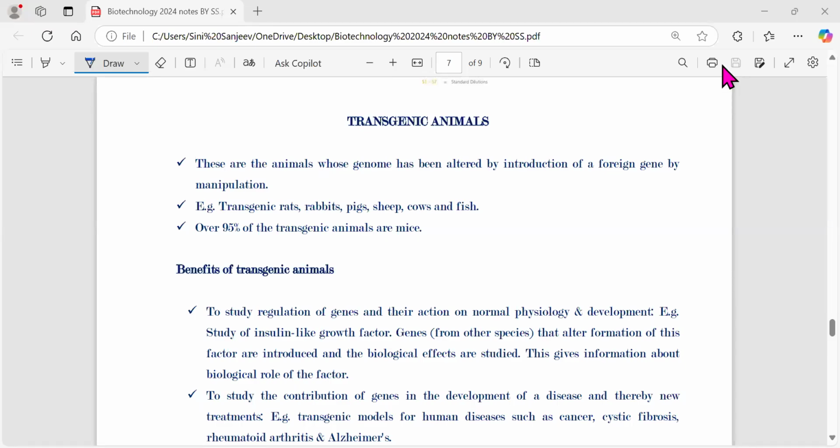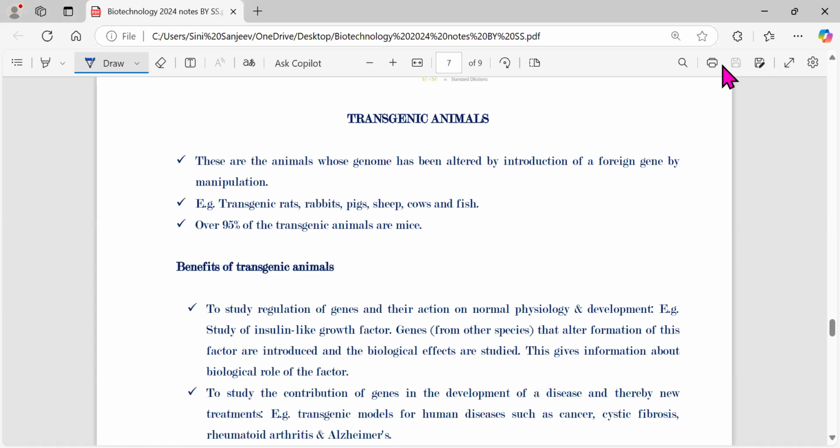Okay. So, already in this chapter, we have seen how biotechnology helps in the agriculture as well as the medicine field. Now one more important category which comes under this is transgenic animals. So what do transgenic animals basically mean?